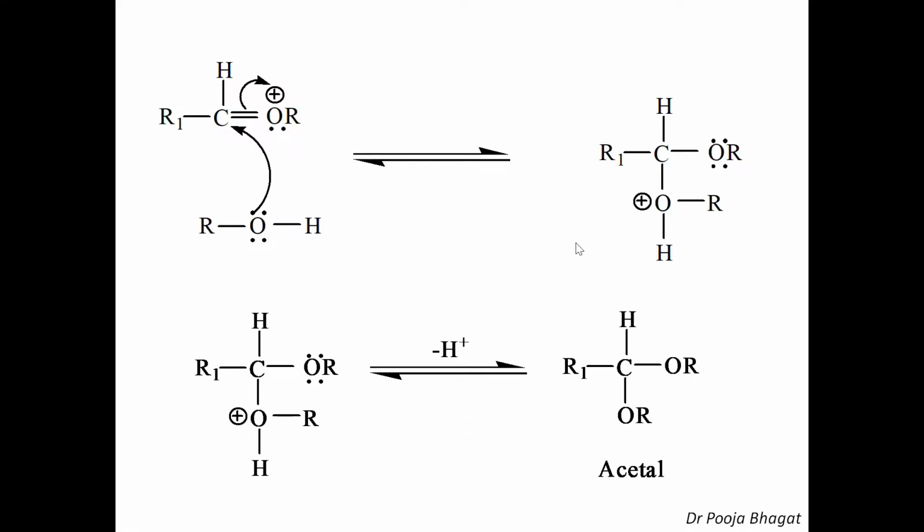So what will happen? This H goes out as H plus. How? The sigma bond will be shifting towards the oxygen. H goes out as H plus and O becomes neutral. So you will get acetal. So this is the structure of acetal. I hope this mechanism of conversion from hemiacetal to acetal is clear to everyone.